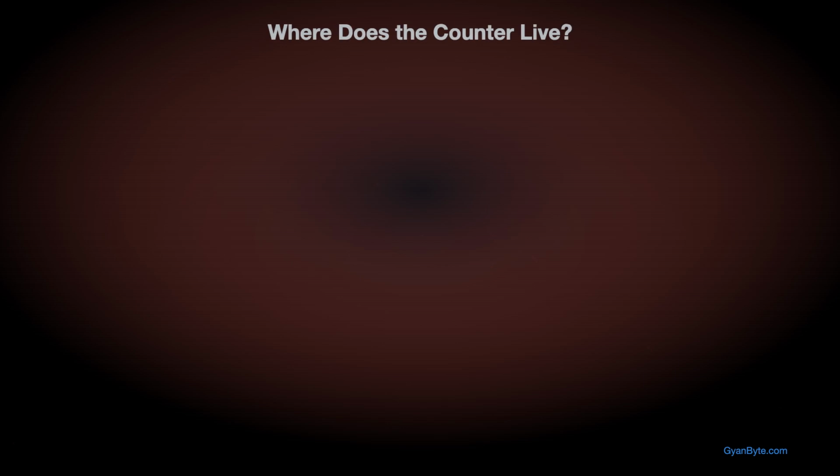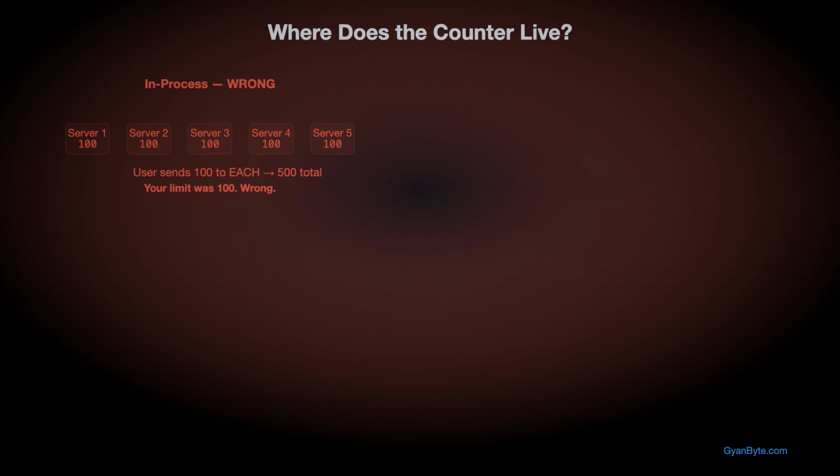The algorithm is the easy part. Where the counter lives is where most teams get it wrong. In-process counter. Each server tracks its own count. You have 10 servers, limit is 100 per minute. A client sends 100 requests to each server. Every server accepts all of them. Each one sees only 100. Total requests actually served: 1000. Your limit was 100. You've been bypassed.